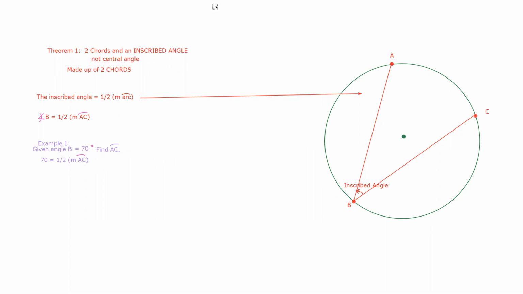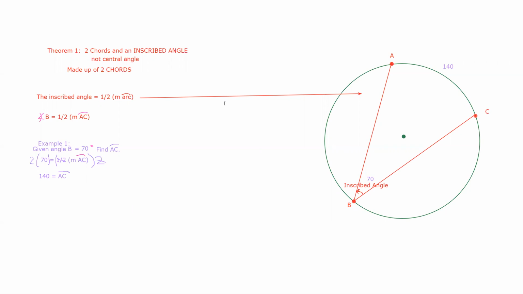Plug it into the formula. Do you remember how to get rid of a fraction? Multiply by the denominator. You've got to remember that. So we're going to multiply both sides of this equation by 2, and that's going to cancel this fraction out for us. So 2 times 70 is 140, and that is going to equal the measure of arc AC. So for this, we were given this was 70, and we figured out using the theorem that this was 140.